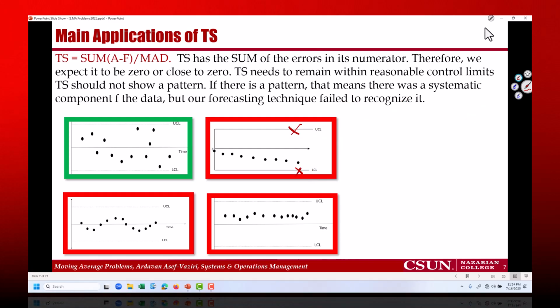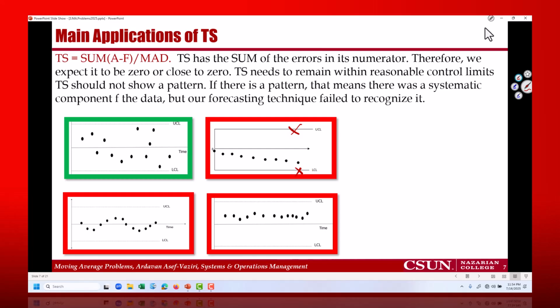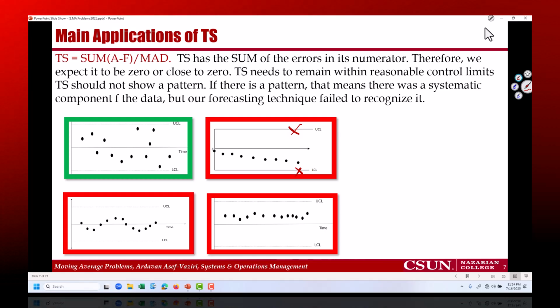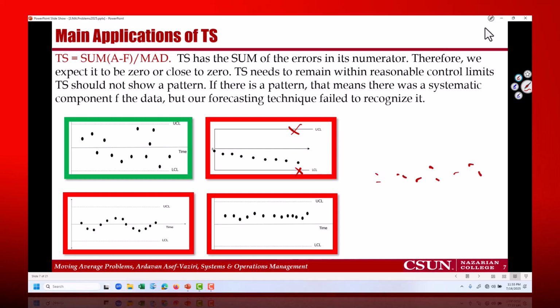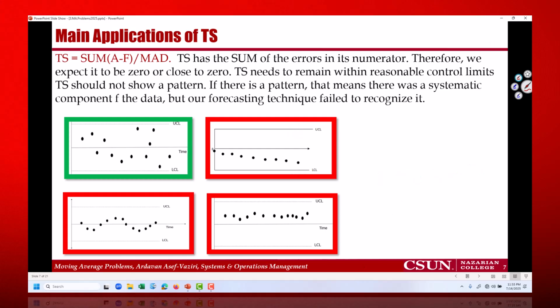So we want our tracking signal to remain between the upper control limit and the lower control limit. But what do we really expect our tracking signal to be? Because it is the summation of errors in the numerator and a positive number in the denominator, the summation of errors, if we have a good forecasting technique, should be close to 0. So we want to see our tracking signal like this, around 0. We don't want to see any pattern. If I see a pattern like this, what does it mean?